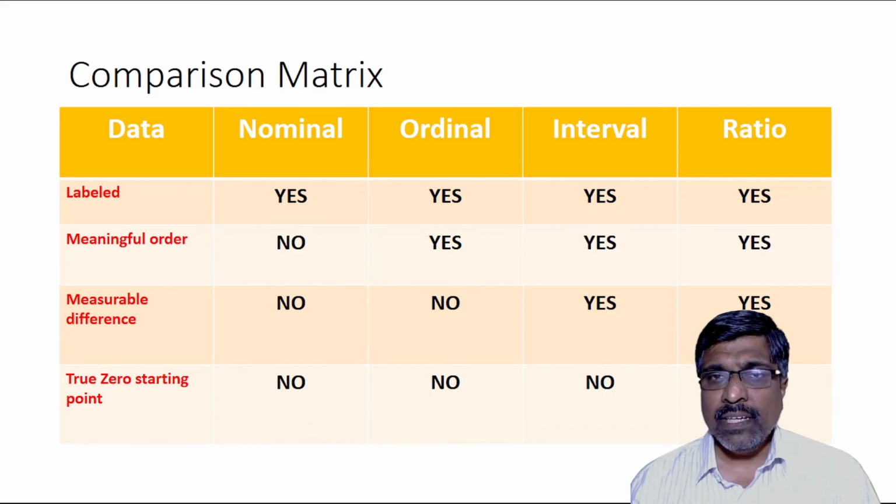And when you take ratio as a scale of measurement, we have labeled data, we have a meaningful order, there is a measurable difference and there is a true zero starting point. So we can say that the ratio scale is the best scale of measurement.